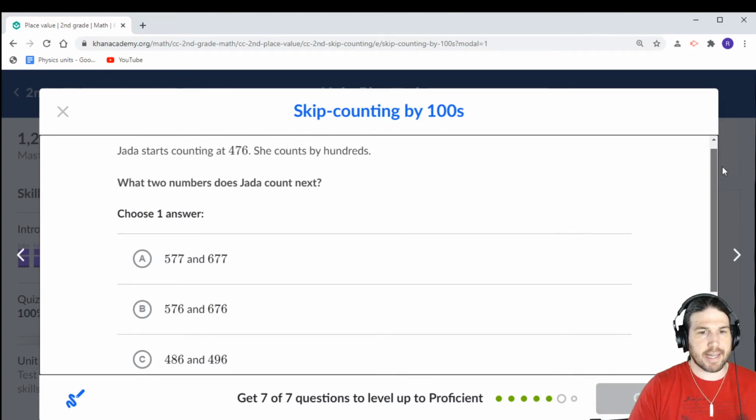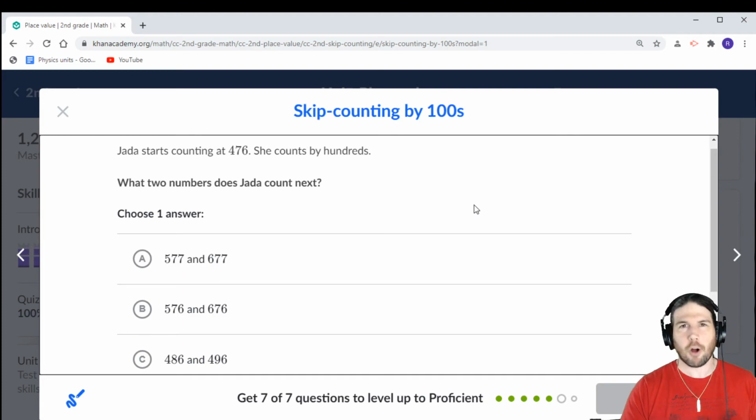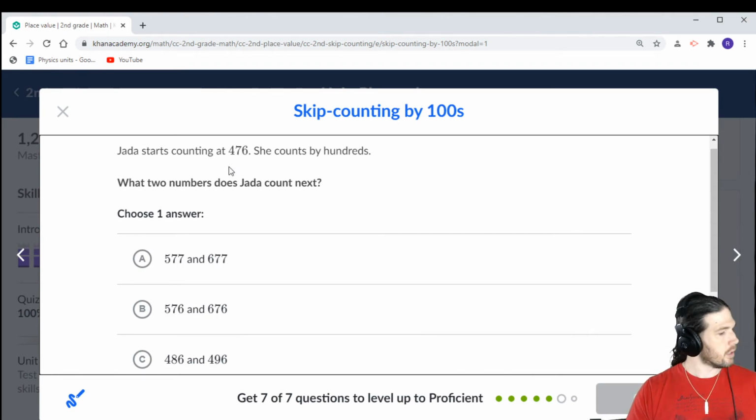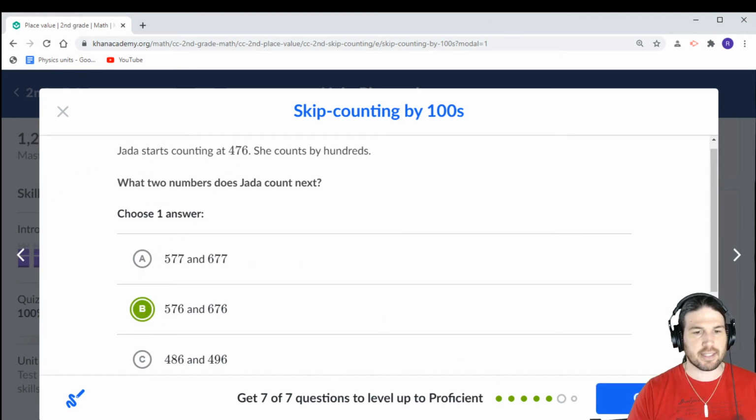What two numbers does Jada count next? She starts at 476. She counts by hundreds, so that would be 486 and 490. Oh, so that would be 576 and 676. For some reason, I keep wanting to count by tens. I think that's what's been messing me up for all of these problems. But it's good to note, and now that I see that mistake in myself, I'm going to try to make sure I don't make it again. Making a mistake once and recognizing it is not proof against doing it again, trust me. Jada starts counting at 476, so 576 and 676.